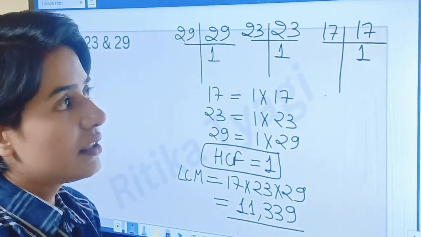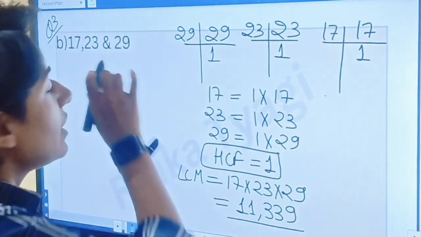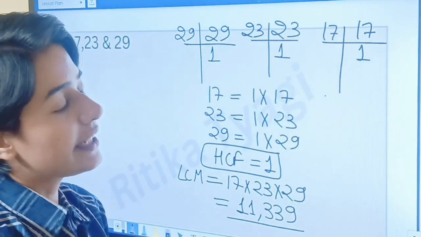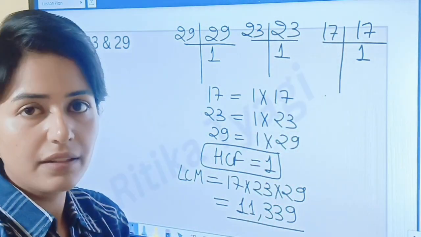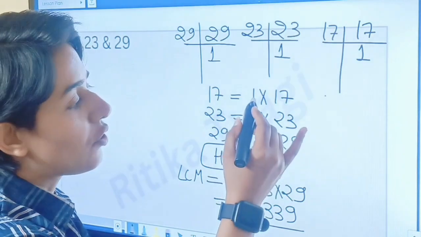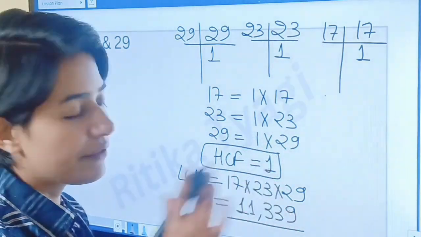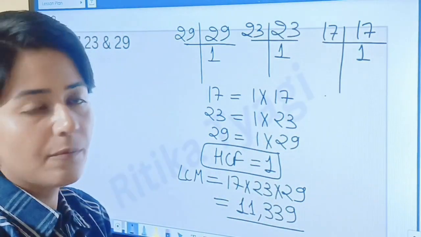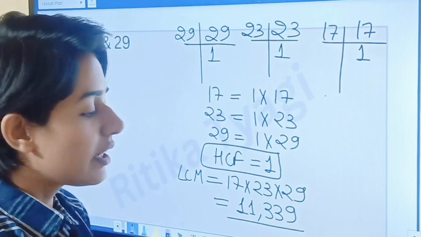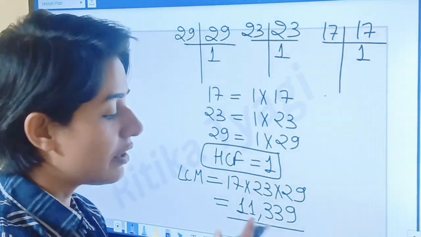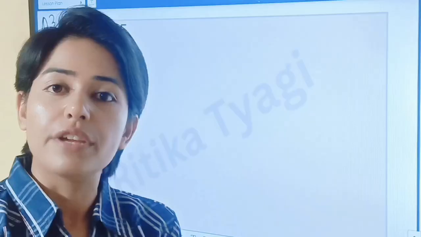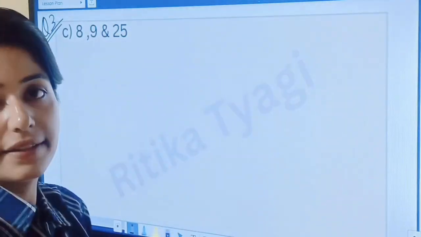So in this question, all the given 3 numbers, that is 17, 23 and 29, are prime numbers which are divisible by itself. So the common number is only 1. So the SCF is 1. We have to find the LCM. We just take the product of the given numbers and we find 11,339.